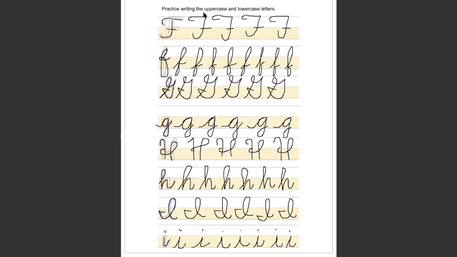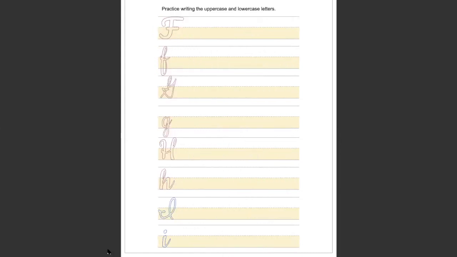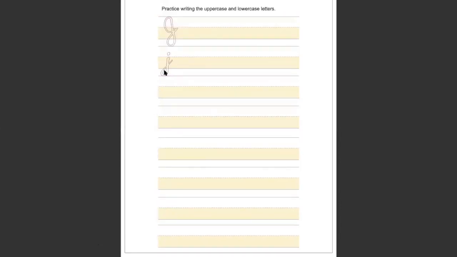I think I should practice my uppercase F more. And I think I could practice my H more. And I think that I could practice my lowercase f more. Those are 3 letters that I want to practice more. Now I'm going to move on to the next page. I have 1 letter left to practice.